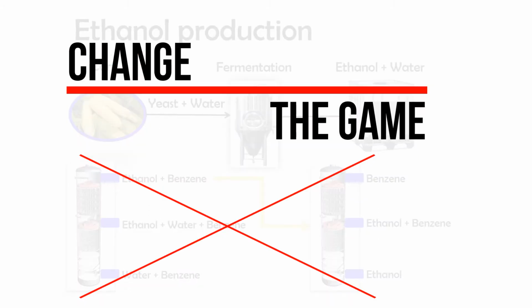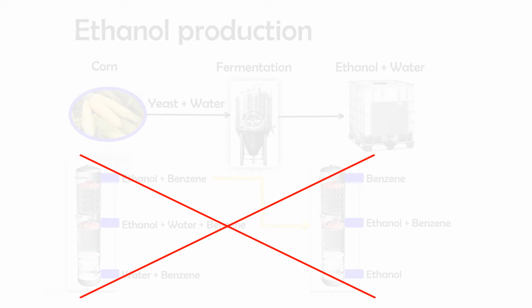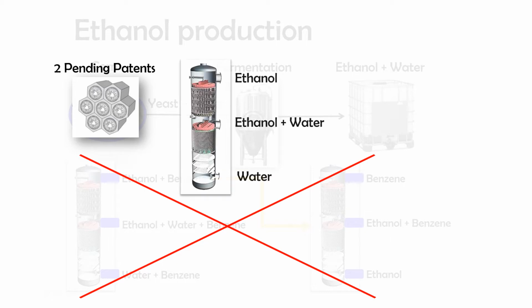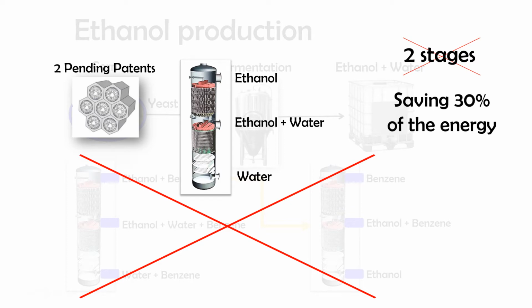Instead of using the 2-stage complex process to separate ethanol from water, we use our patent-pending nanomaterials technology to separate them in one single stage. So instead of paying twice for the energy, we pay only once, saving up to 30% of distillation energy.